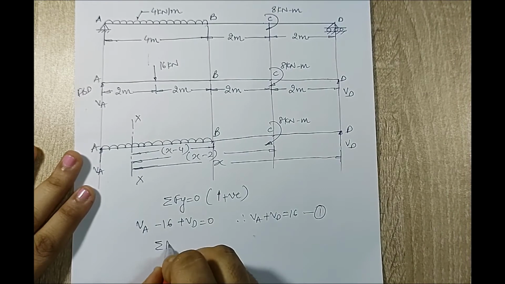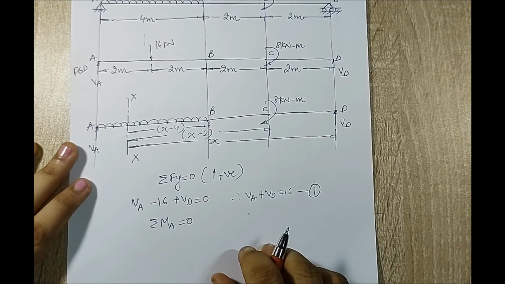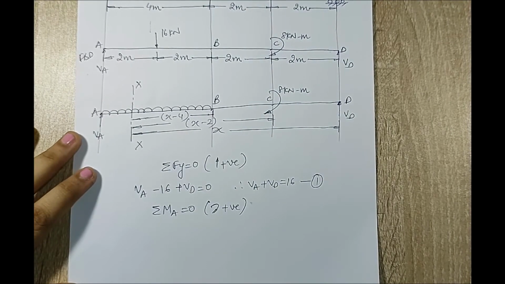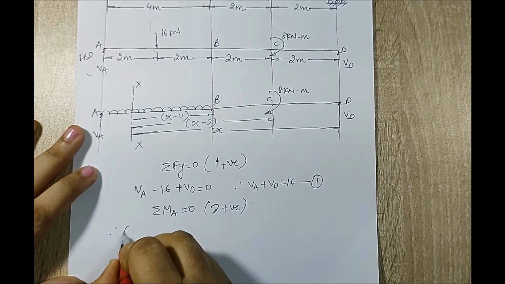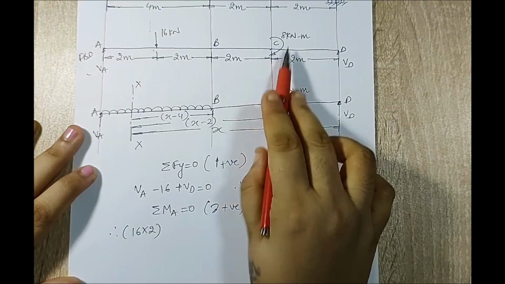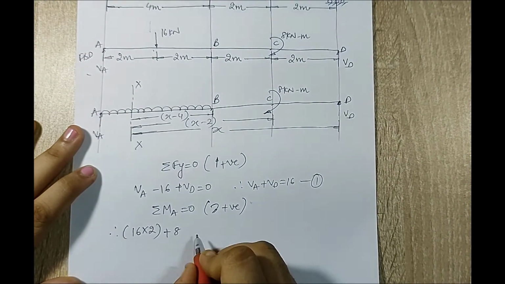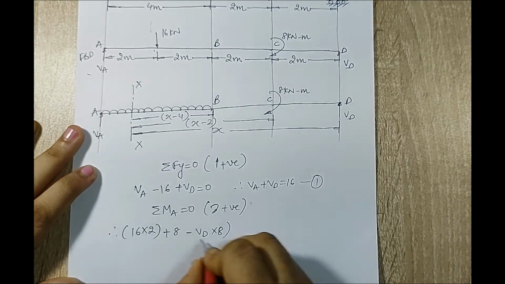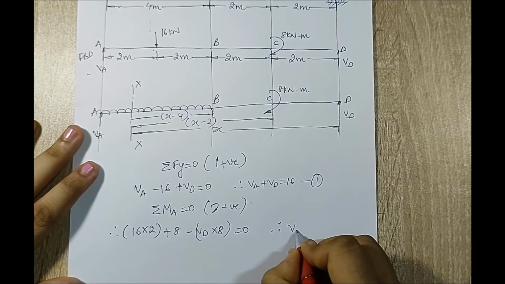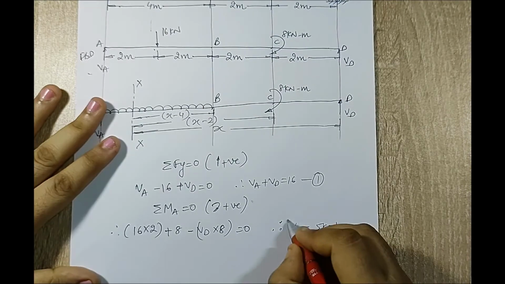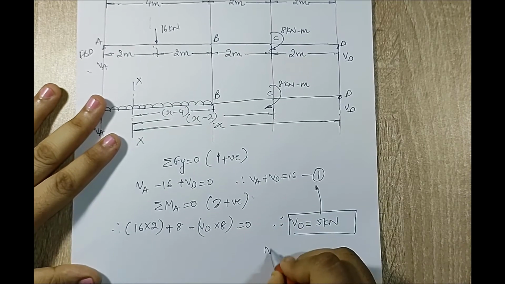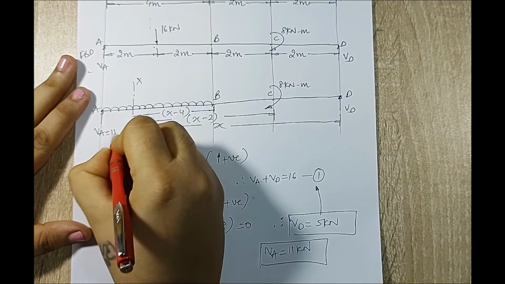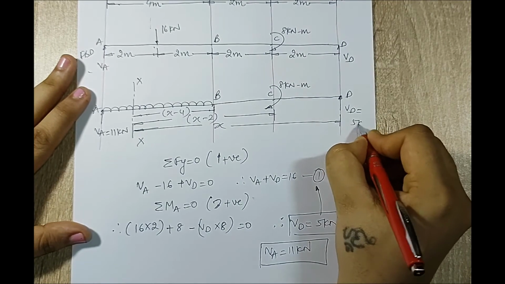Next I'll use summation of moment about any point is equal to 0. Say I'm taking about point A and I take clockwise as positive. So the first thing that I have is 16 turning clockwise, so therefore 16 into 2. Next I have 8 going clockwise, so plus 8. Next I have VD going anti-clockwise, so minus VD into 8 is equal to 0. So therefore I get the value of VD as 5 kilonewton. When I substitute in this equation, I'll get the value of VA as 11 kilonewton. So VA is 11 kilonewton and VD is 5 kilonewton.